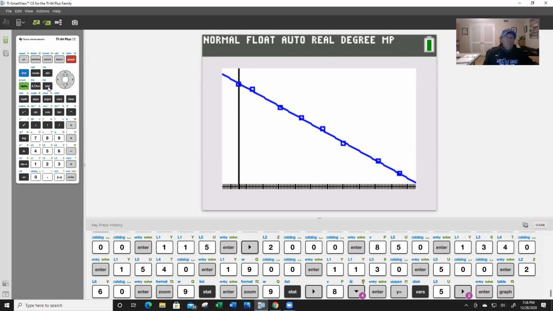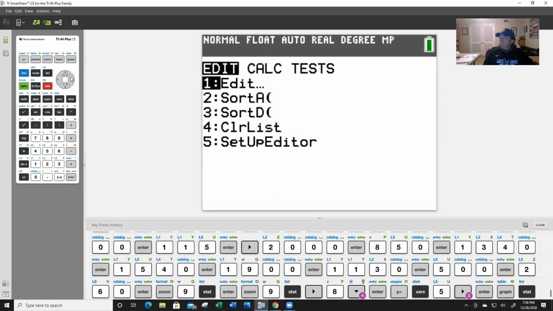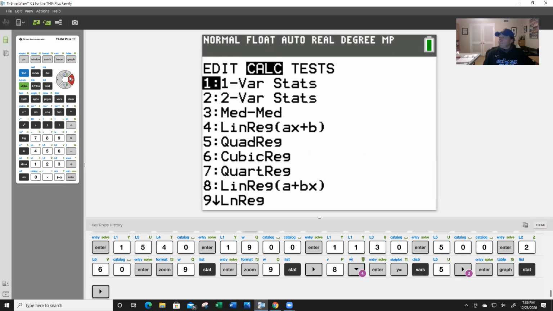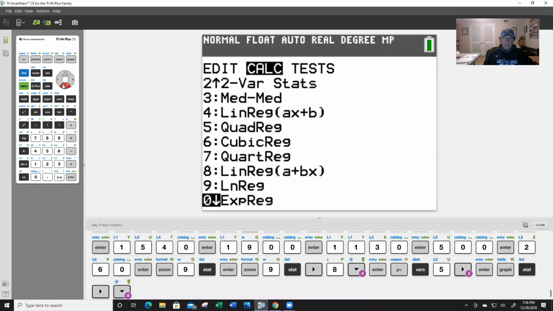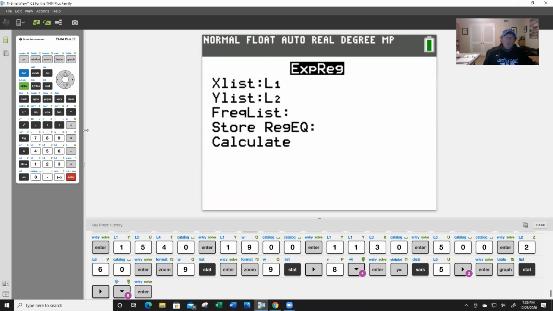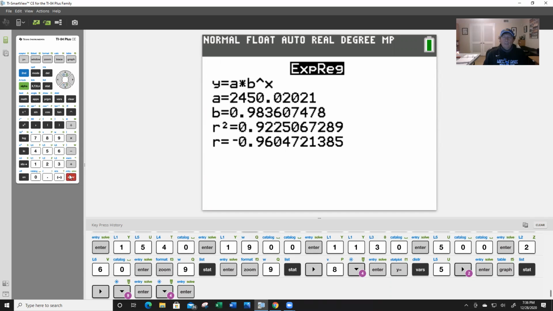All right, let's do another one. STAT, arrow over to CALC, and I'm going to go down to the exponential model, which is down here a ways. There's natural log. I didn't do ln, but there's all kinds of things you can do to guess. Most of the time, you're just kind of guessing and trying it out. All right, so we hit calculate.